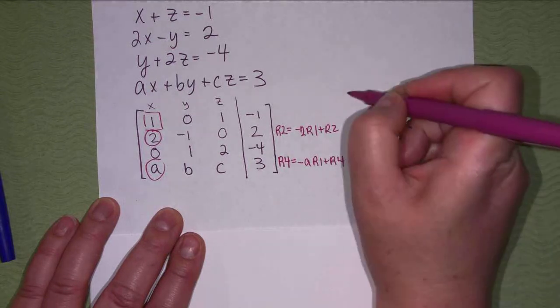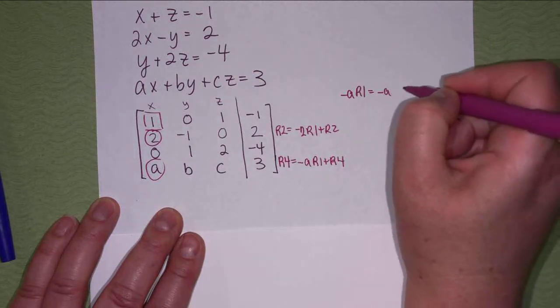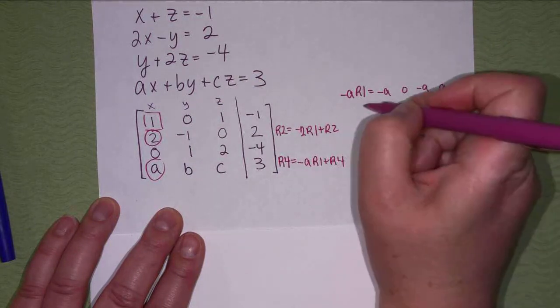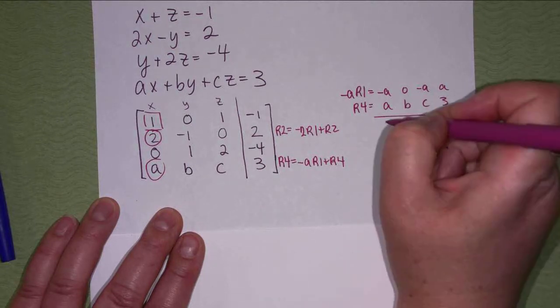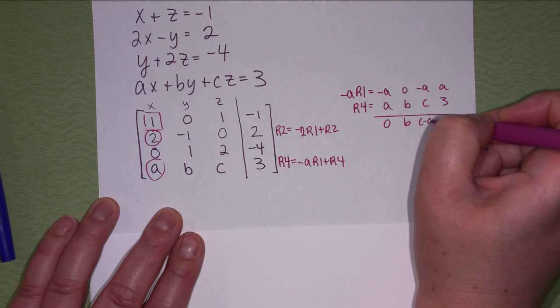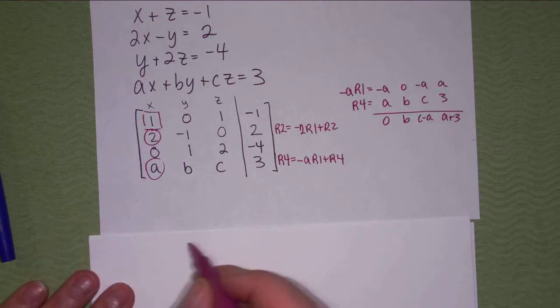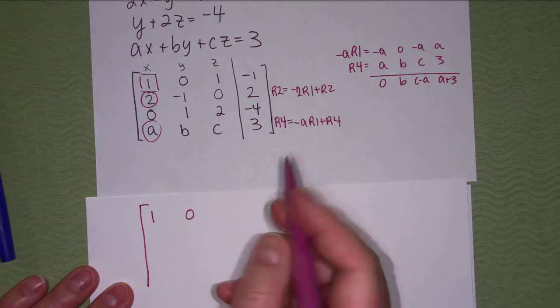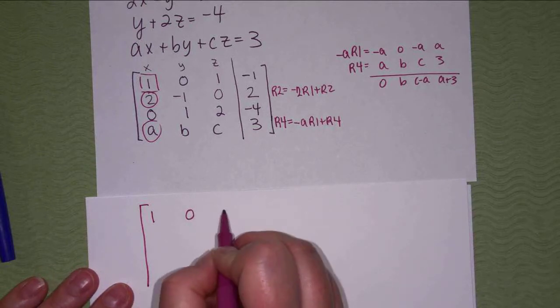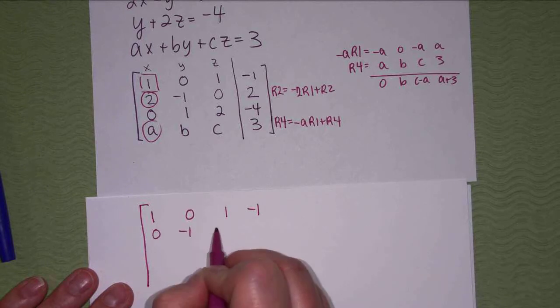So if you did that, minus A row 1 is multiplying minus A by everything in row 1. So minus A, 0, minus A, and A. Plus row 4: 0, B, C minus A, and A plus 3. Okay, weird, I know. I'm just going to do this step and write it out. You can trust that I have it right, if I copy it right.